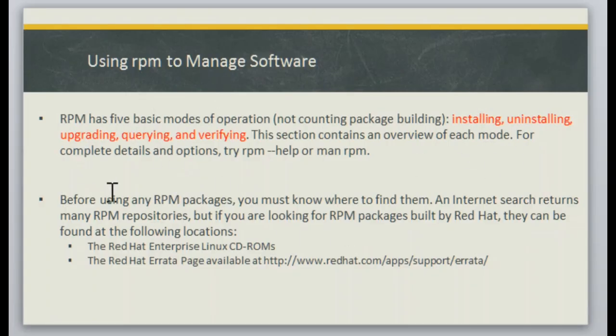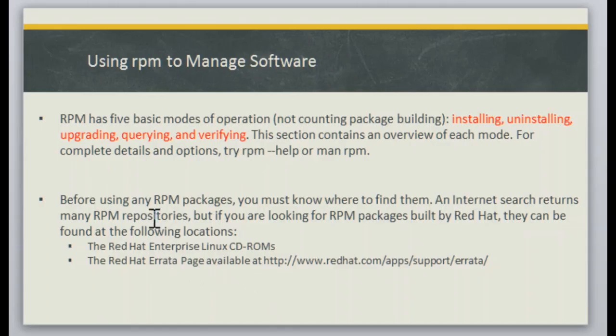The first few kind of speak for themselves. Querying is how we look to see if a package is on a system, and verifying is how we make sure that the package is actually installed on the system. So this section is going to contain an overview of each mode. For complete details and options, I would do an rpm --help to really see how to actually use that command.